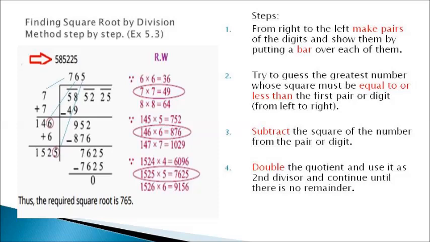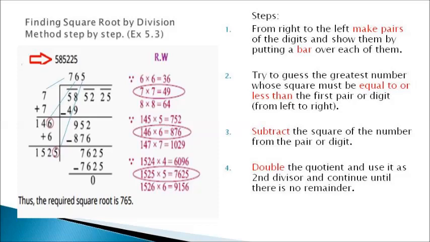We have made pairs. The first pair is 25 and we have put a bar on top of it. Then the second pair is 52 and the next pair is 58. So there are three pairs now. Now start the division. First of all, we have to guess the greatest number whose square must be equal to or less than the first pair, which in this case is 58. So through trial and error, we will guess that number that is close to 58 or equal to 58. So look in the rough work.